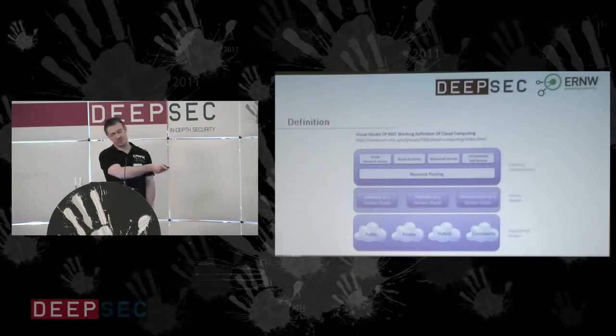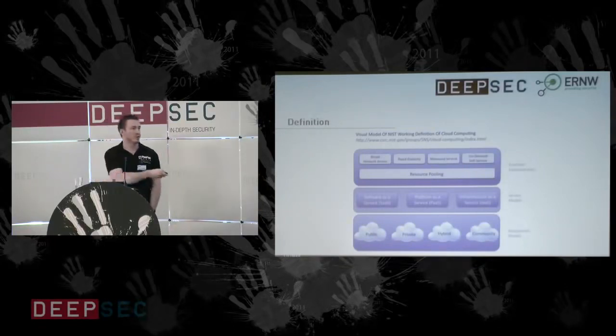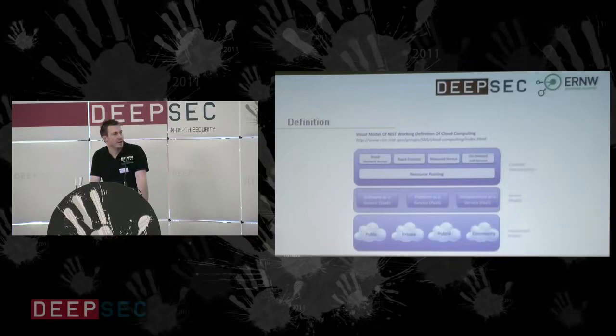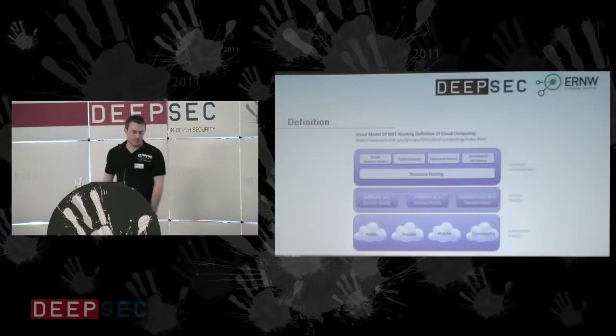Actually, this layer is layered by itself. So any platform as a service cloud service provider uses infrastructure as a service services to host his offering. And all software as a service, or most software as a service offerings are based on platform as a service, which again is based on infrastructure as a service. So within this middle layer, we have indeed a layered architecture.